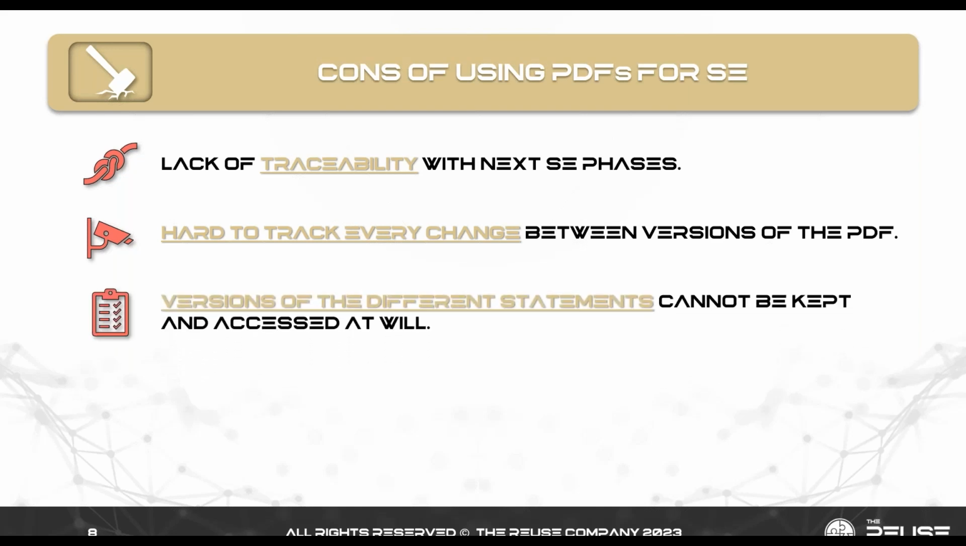This drives into the next point, which is going to be the versions of these different items or statements. It cannot be kept and accessed at will. So once version 2.0 comes into play, it is very difficult to have a track unless you have the specific document and you go through it once again to see which are the changes, right?